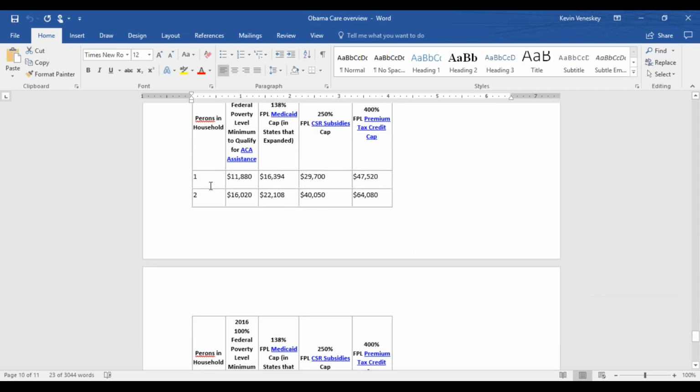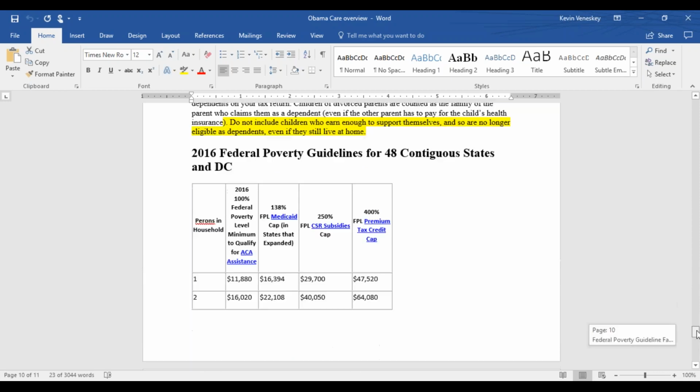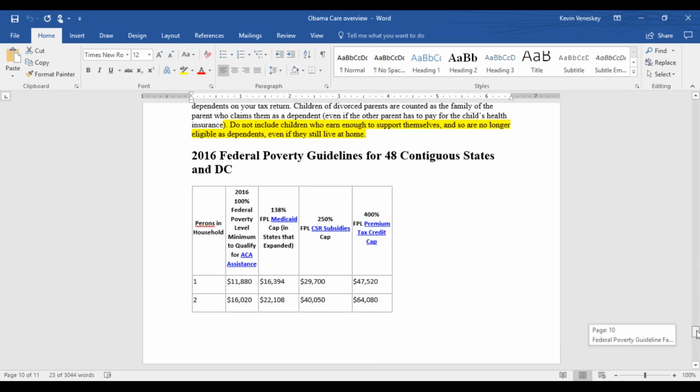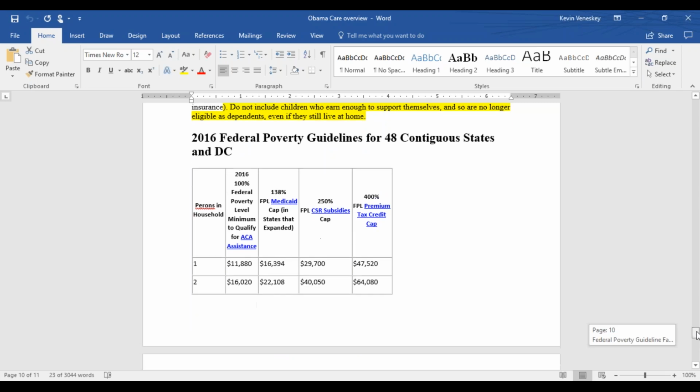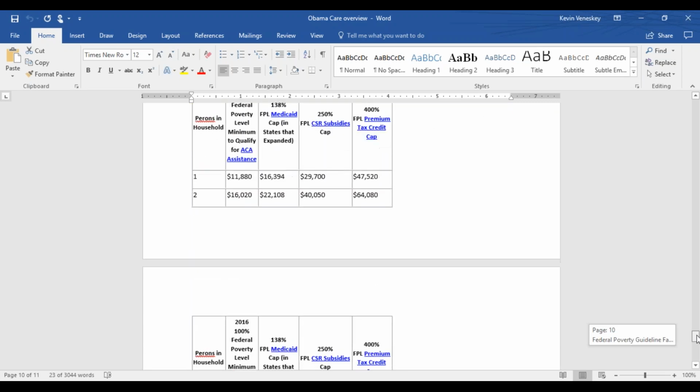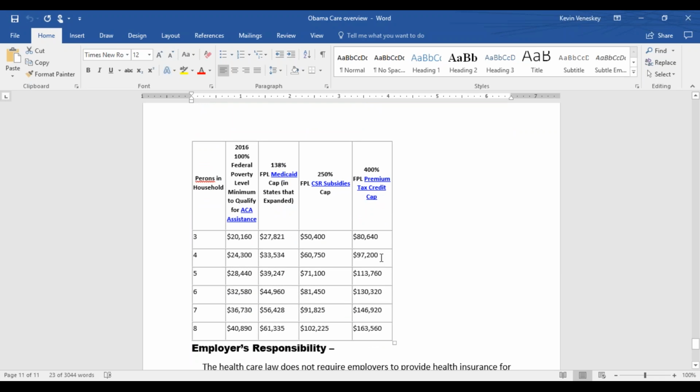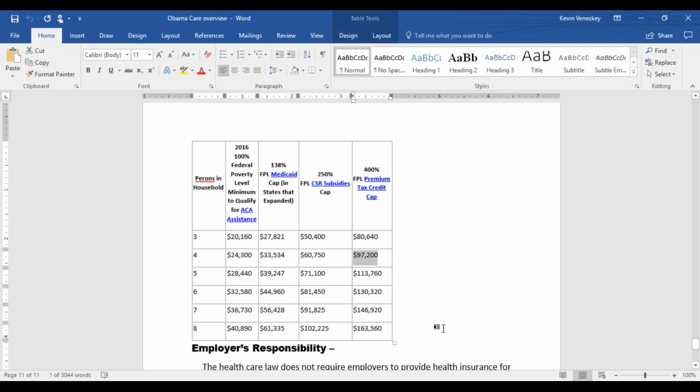400%. So if you're just a one-person household and you're not married, you don't have any kids, if you have income of less than $47,000, then you would qualify for some kind of help on your premiums. And notice how much that goes up for a family of 4, so you're potentially married with 2 kids. As long as you have income of less than $97,200, then you will get, at least, a little bit of benefit. The lower you make, the more of a discount you'll get on your premiums.